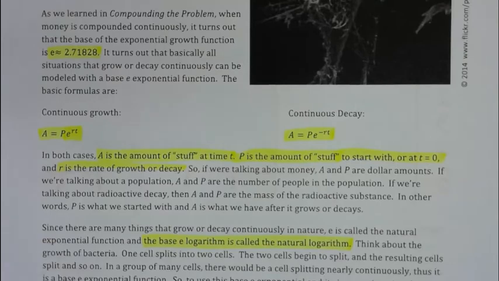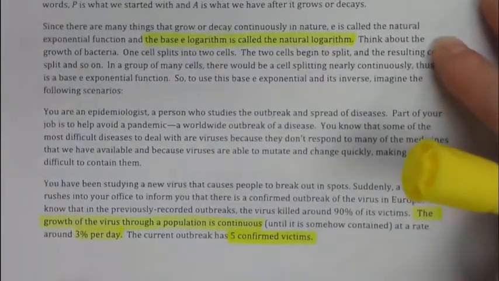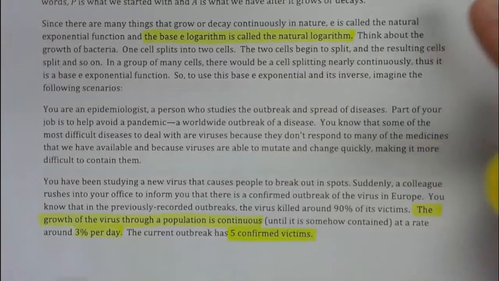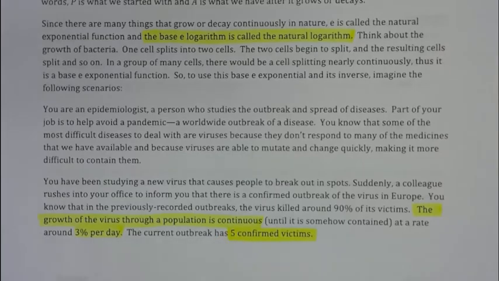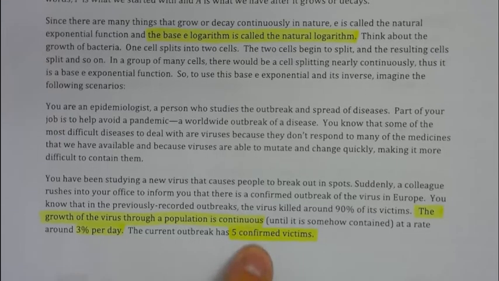So this lesson will be very apt with what we're going through in the world today with a pandemic around the world. And we're going to be looking at a fictitious version of that. In this version, if you look at our bottom paragraph of our page here, us as the epidemiologists, we're going to be looking at a virus where the growth of the virus is continuous. You can see down at the bottom there. And it's growing at 3% per day. And we are starting out with 5 confirmed victims of the virus. And we're going to basically be saying that there's going to be 5 victims, and that is where our day 0 is going to be happening.